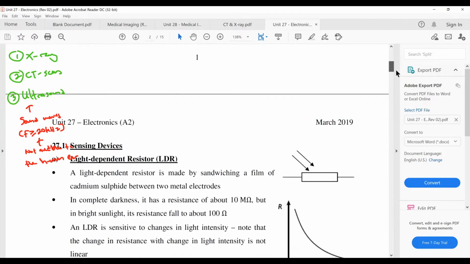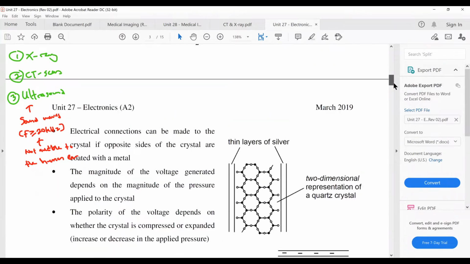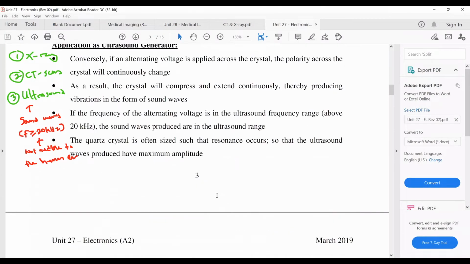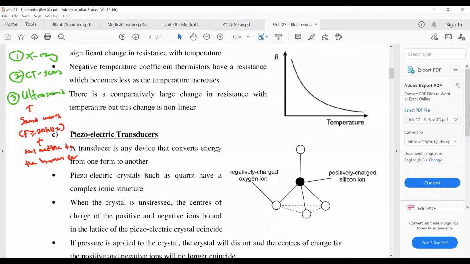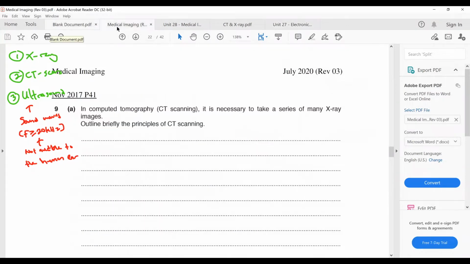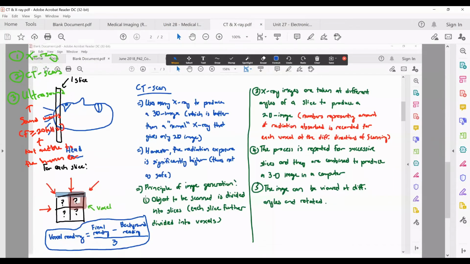your sensing devices. Remember your sensing devices? I mentioned to you, you have your LDR, your thermistor, your strain gauge, and then after that, you have something called a quartz crystal or piezoelectric transducer. Okay, now this one here is where I will have to explain it because medical imaging will need you to know this.